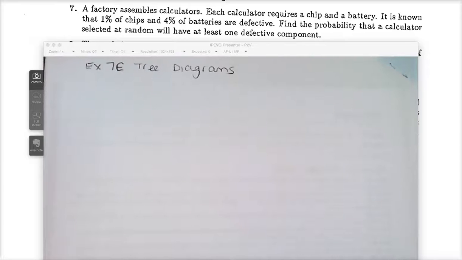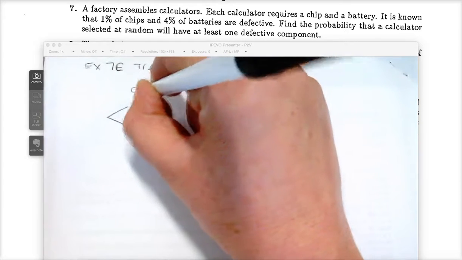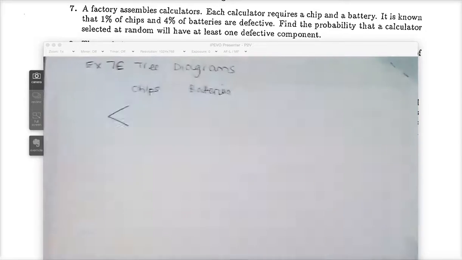A factory assembles calculators. Each calculator requires a chip and a battery. It is known that 1% of chips and 4% of batteries are defective. So you need two things happening, chips and batteries.